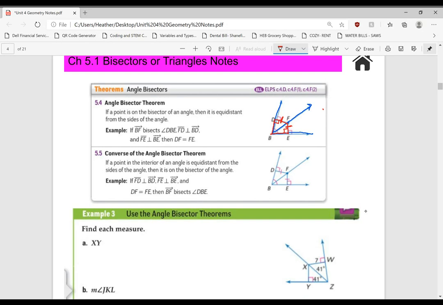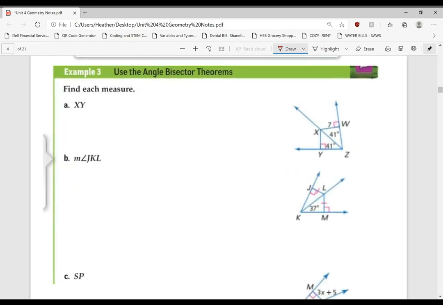So looking at this example, if FD is perpendicular to BD, and we see that by the perpendicular symbols, and FE is perpendicular to BE, again we see that, and DF is equal to FE, we see that by these lines here, then BF bisects angle DBE. So this bisects it.